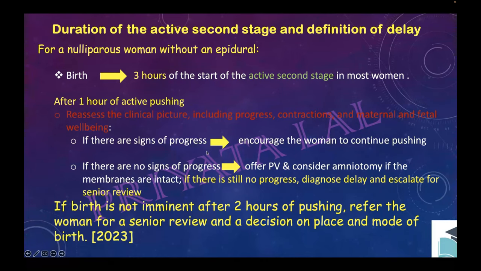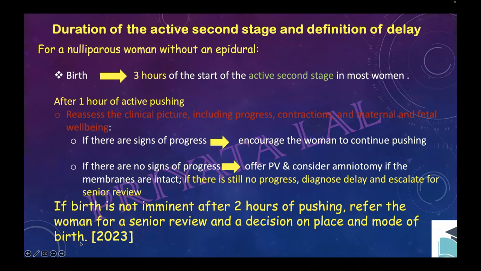If there are no signs of progress, then a PV has to be done, and consideration for ARM if the membranes are there. And if there is no progress even after doing ARM, then diagnose delay and senior review has to be done. So ideally, if the birth is not there even after 2 hours of pushing, the patient is to be reviewed by a senior, and a decision about place and mode of birth has to be made.